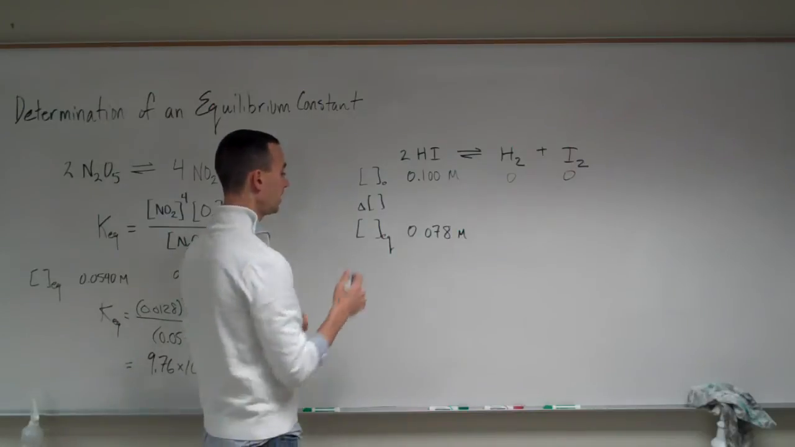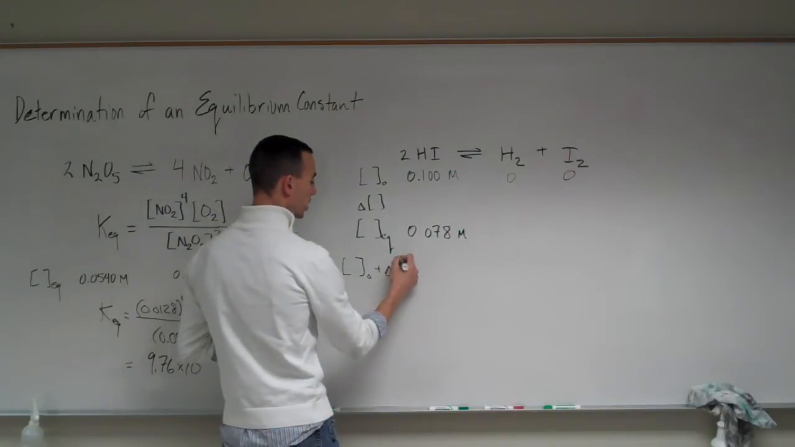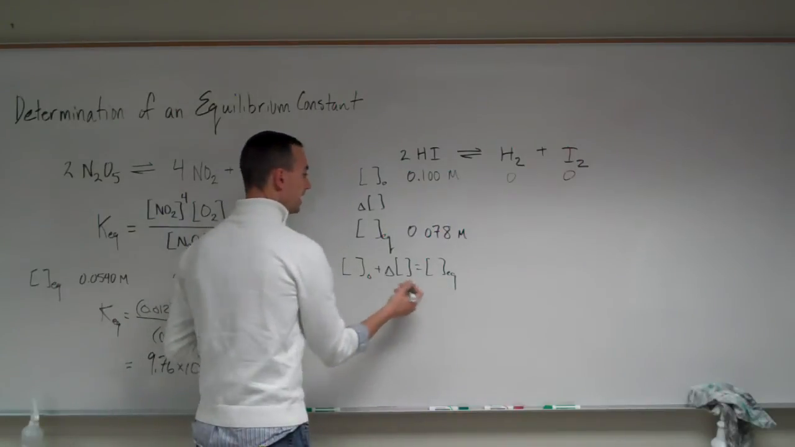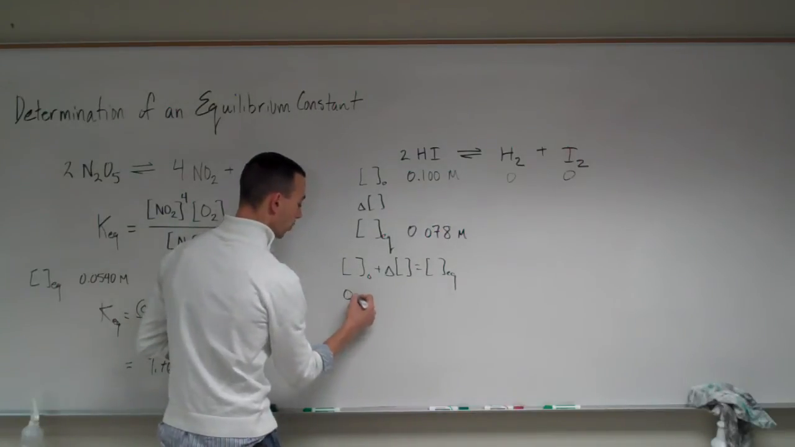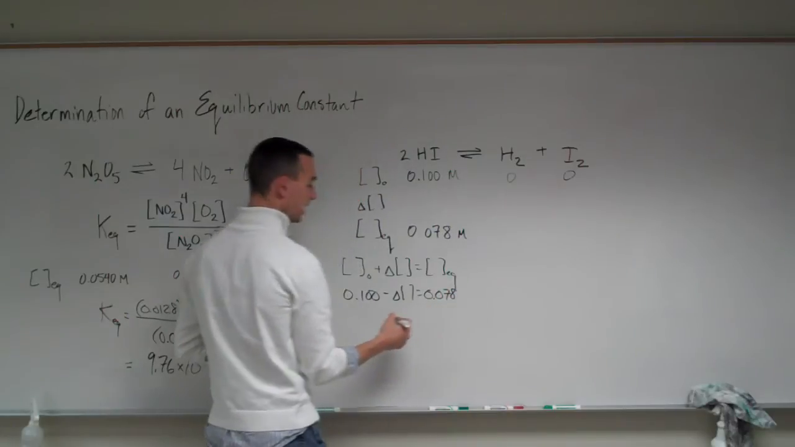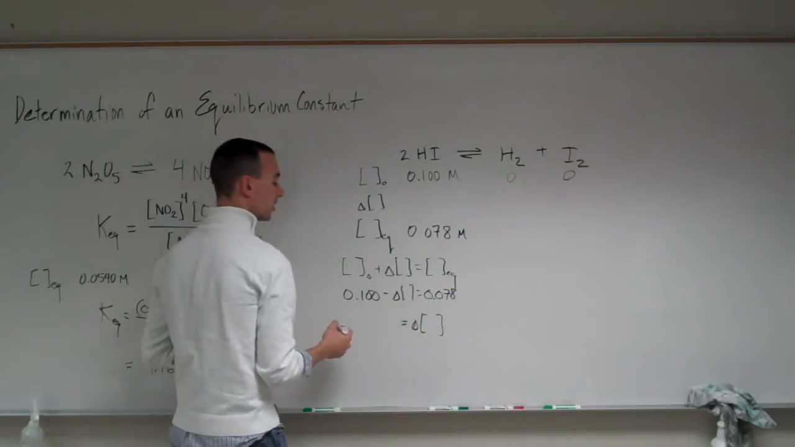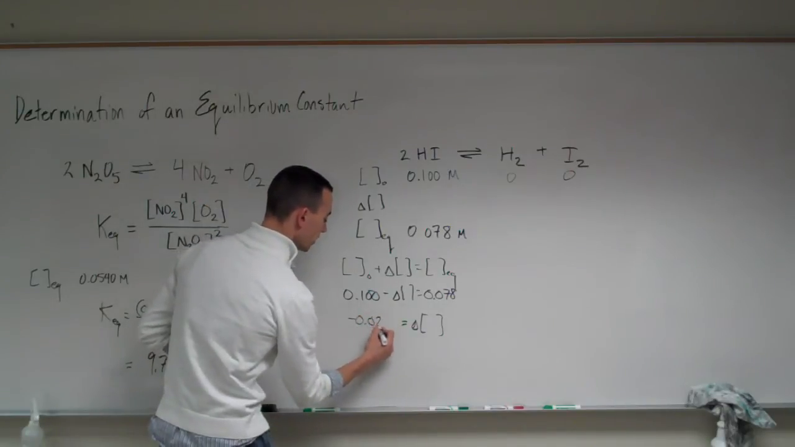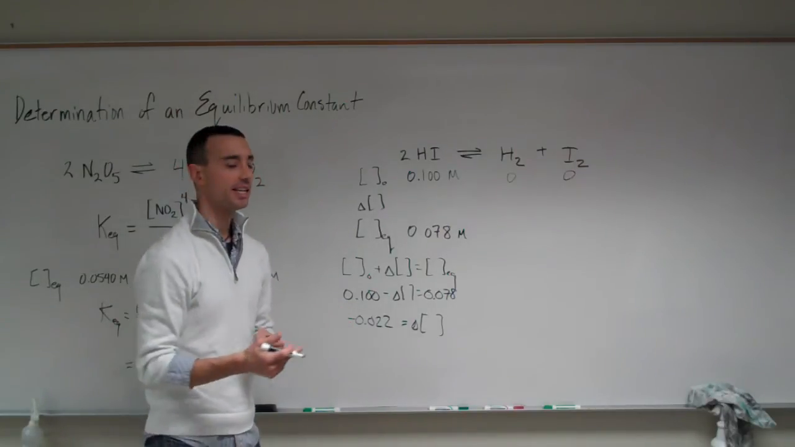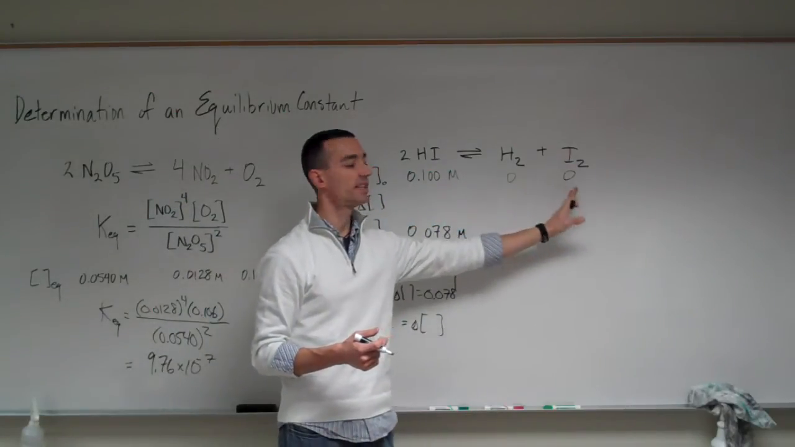0.078 molar. Okay? So the initial concentration of hydrogen iodide plus the change equals the equilibrium concentration. So we can pretty easily see that we had 0.1 molar minus some change equals 0.078. So our change, delta here, is going to be negative 0.022. Right? But symbolically, the change in hydrogen iodide is double the changes in these two.